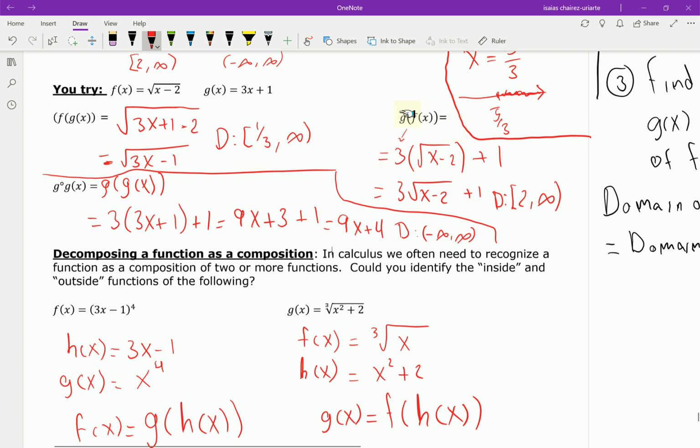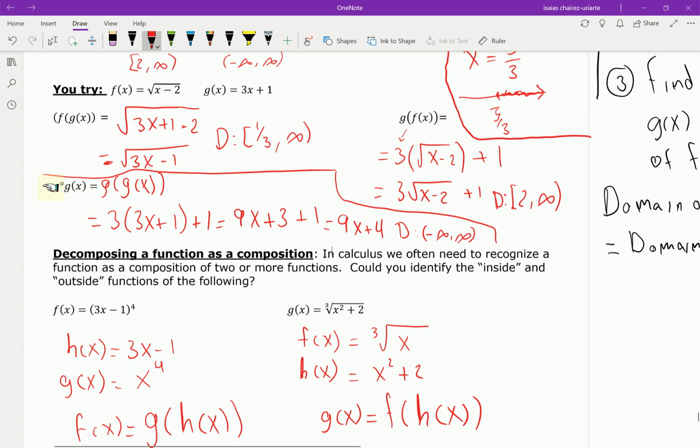So let me do g of f of x. I am plugging f into g now. So that's going to be 3 times the square root of x minus 2, plus 1. And the domain of this function is just the domain of f of x originally. It's from 2 to infinity. Again, I hope that we agree on this.